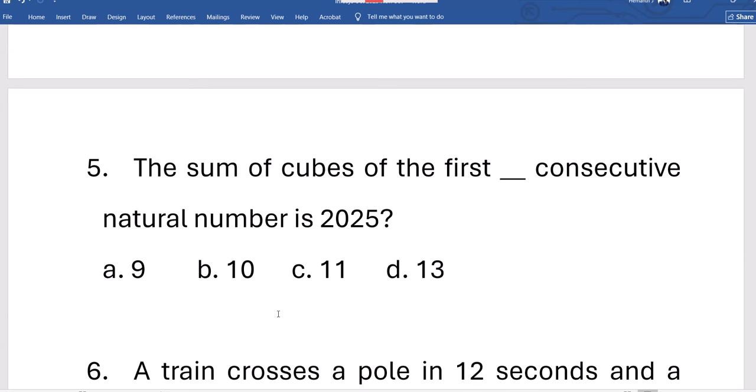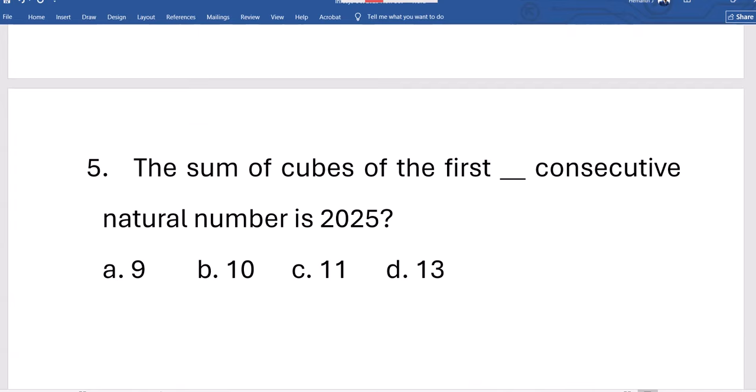Now what about this one? The sum of the cubes of the first n consecutive natural numbers is 2025. What is that n? Cubes: 1 cube, 2 cube, 3 cube, and so on up to something should be equal to 2025. I think you can directly answer the question without doing calculations also.